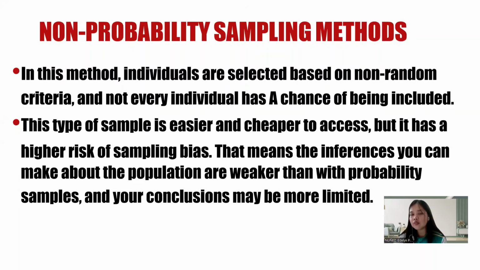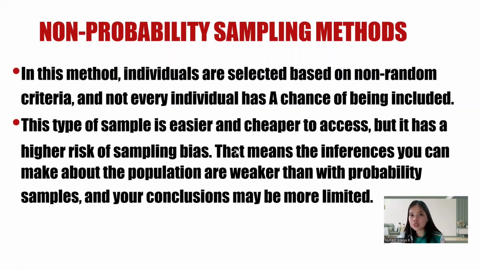In this method, individuals are selected based on non-random criteria. So there is no sampling frame. You go to the area and then you survey. So that's why you don't have the list of names of possible respondents. So not every individual has a chance to be included.